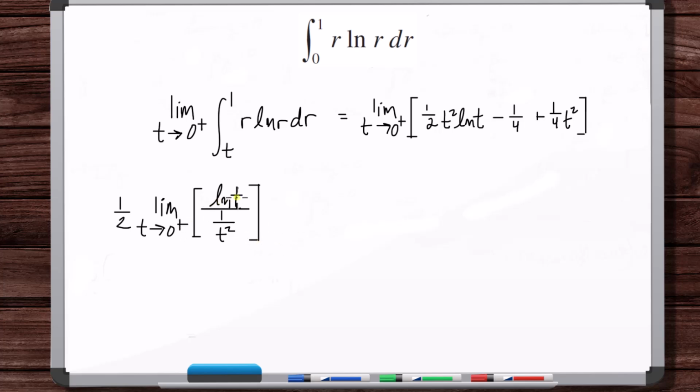Okay, approaching 0 from the right. This goes to negative infinity. This goes to positive infinity. So infinity over infinity, L'Hopital's rule. Okay. You've got 1 over t, and then so t to the minus 2, the derivative, minus 2t to the minus 3. So minus 2 over t cubed.